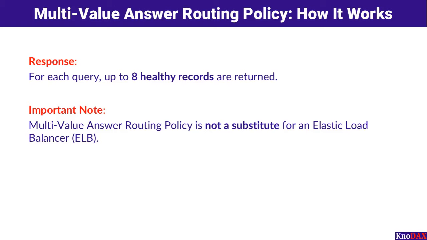Let's understand how the Multivalue Answer Routing policy works. For each DNS query, Route 53 can return up to 8 healthy records from the available resources. This ensures that only healthy resources are included in the response, improving reliability and performance. However, it's important to note that the Multivalue Answer Routing policy is not a substitute for an elastic load balancer. While it provides basic traffic distribution, ELBs offer more advanced load balancing capabilities.